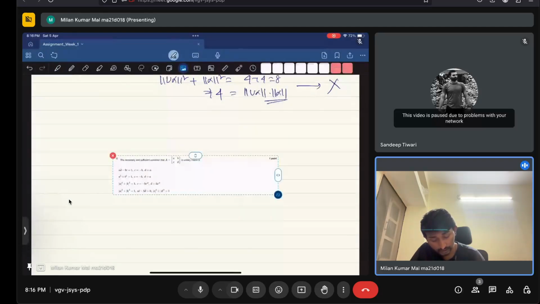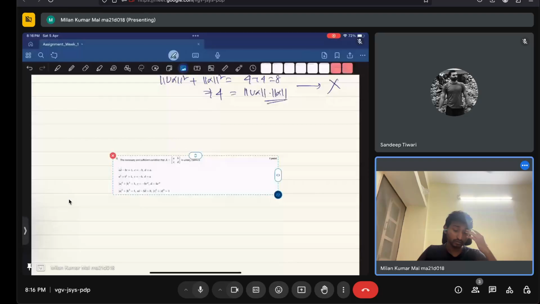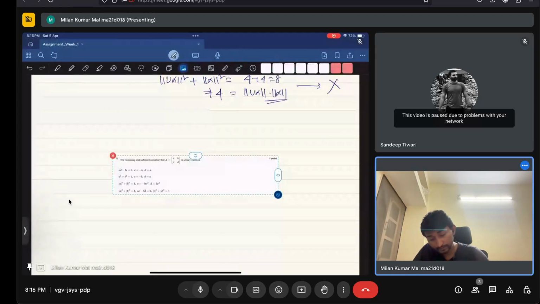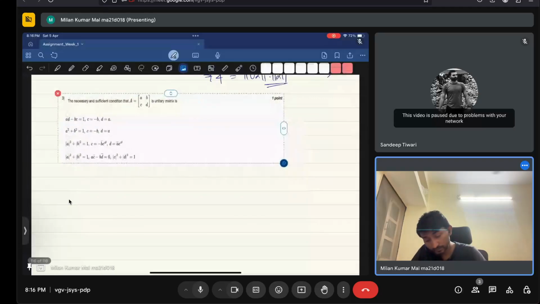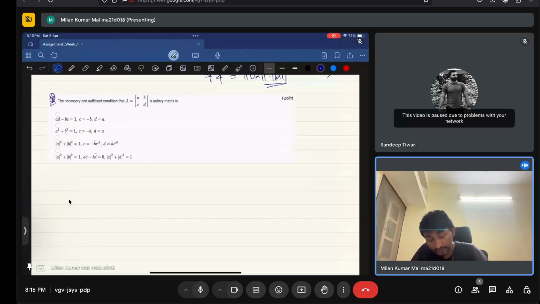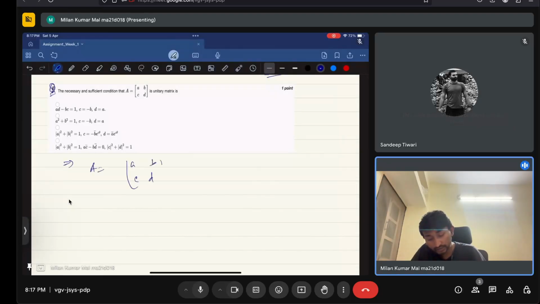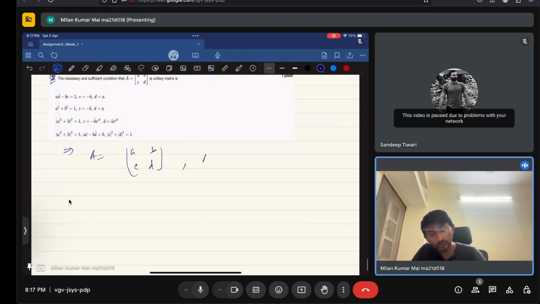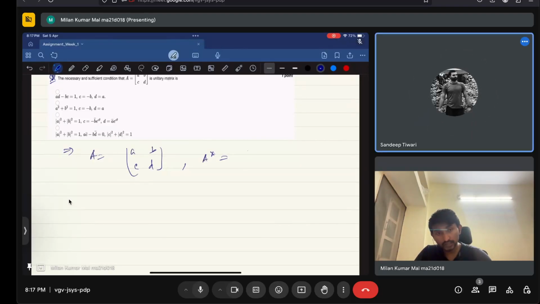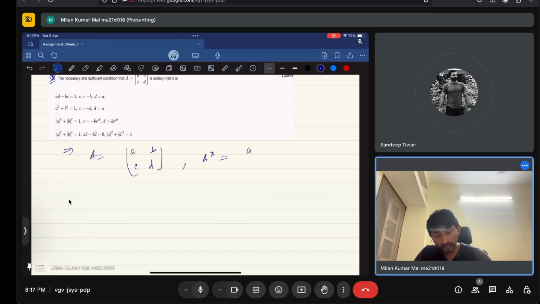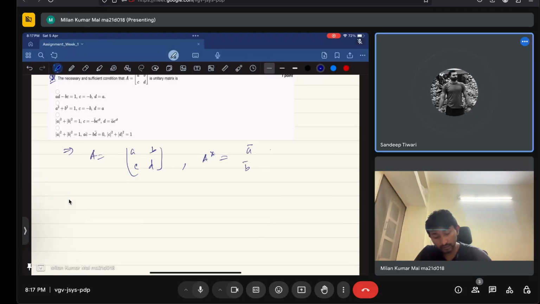It is a necessary and sufficient condition problem, this is intermediate. This is something lengthy work, so let's do it. It says the necessary and sufficient condition that the matrix A equal to [A, B; C, D] is a unitary matrix. So what is A star? We know A star is equal to the conjugate transpose, that means A bar, C bar, B bar, D bar.